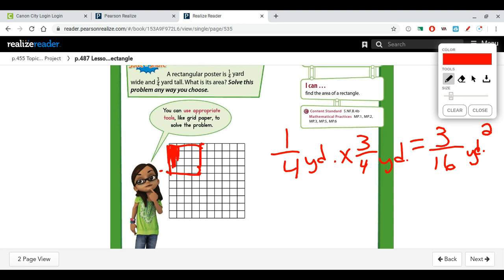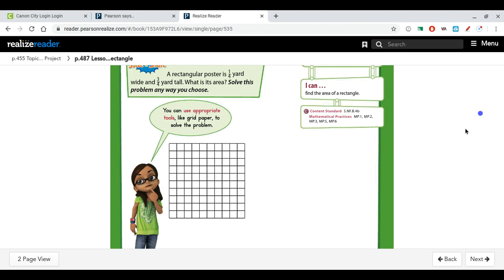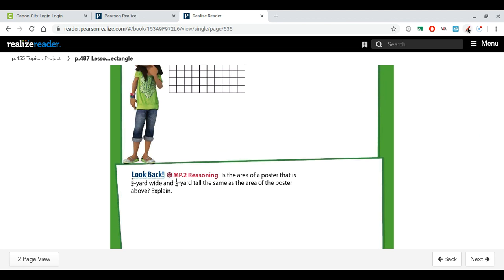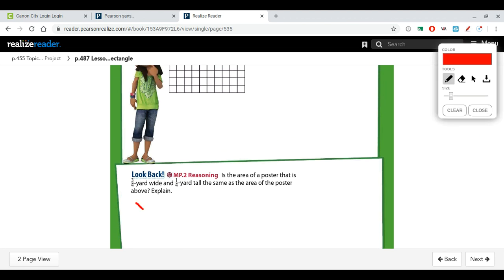Okay. If we take a look at the look back, it says: is the area of a poster that is 3/4 yard wide and 1/4 yard tall the same as the area of the poster above? Explain. So my answer on this is going to be yes, it's going to be the same because of the commutative property. So I can flip my factors around and I'm still going to end up with the same product.